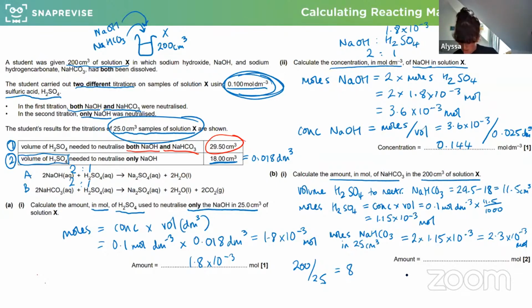So my moles of sodium hydrogen carbonate in 200 centimeters cubed is 8 times 2.3 times 10 to the minus 3. Yes, good. Or you can use a 25 to 200 ratio. Yeah, that would work as well. And then we should have 0.0184 moles.